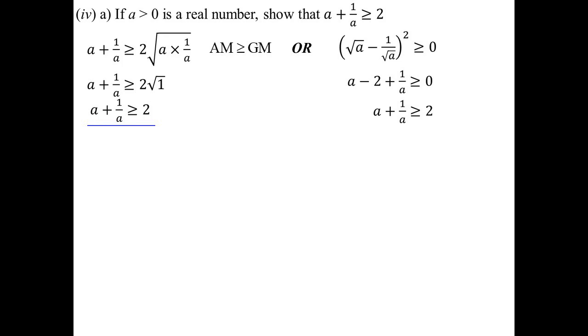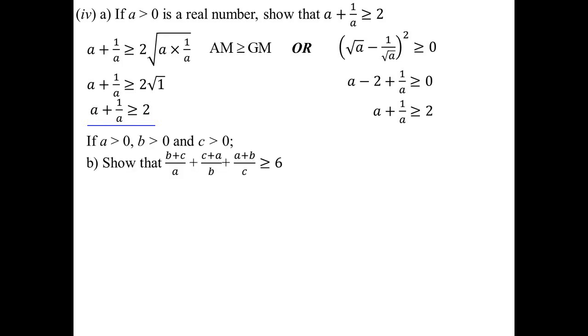Alright, now this one. They're all positives. Show this. B plus C on A plus C plus A on B plus A plus B on C will always be greater than or equal to 6. I've got a pretty good idea that I'm going to use this, a number plus its reciprocal. Essentially that's what we proved in part A. A number plus its reciprocal will always be greater than or equal to 2.